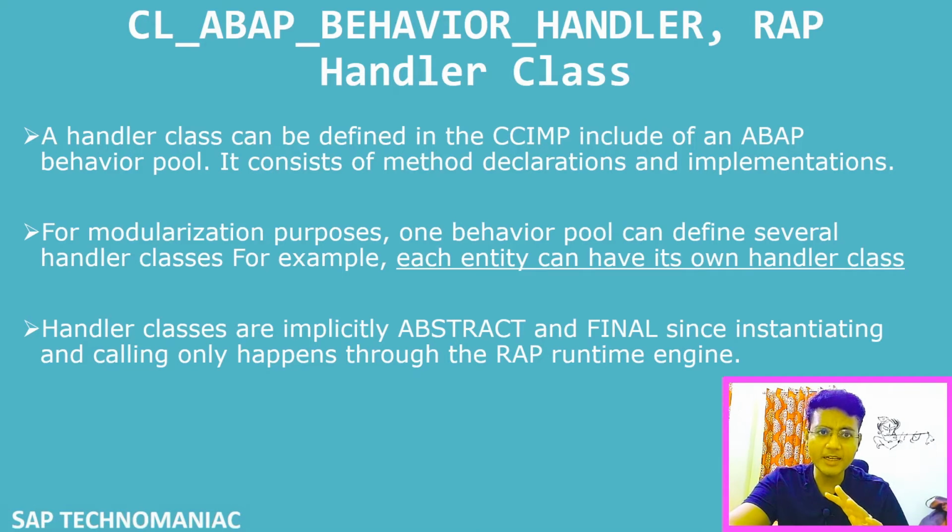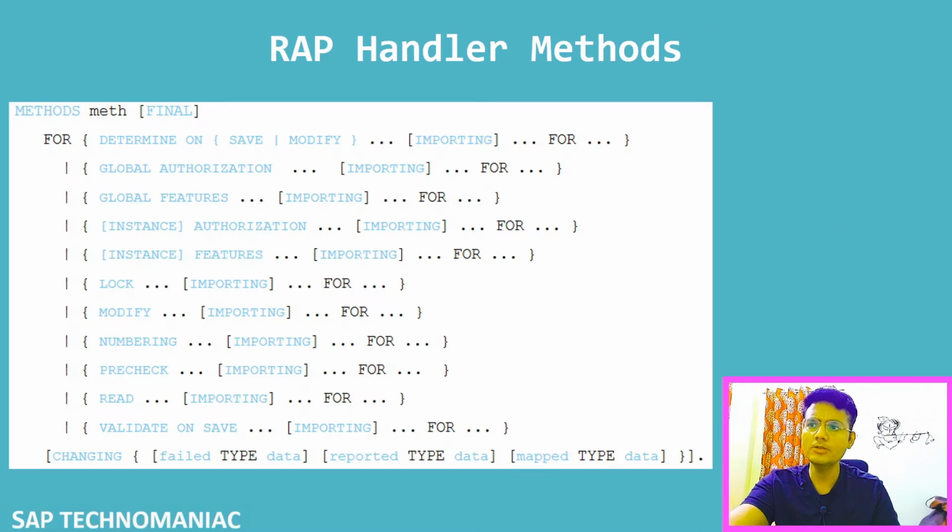It will automatically happen through the RAP runtime environment. The RAP runtime engine will automatically call these particular classes. So the handler method, these are all about the handler class. And inside this class, we have implemented one global authorization in our scenario.